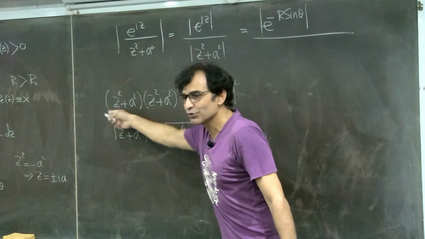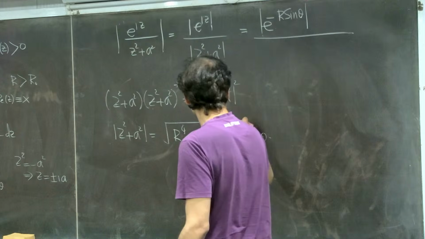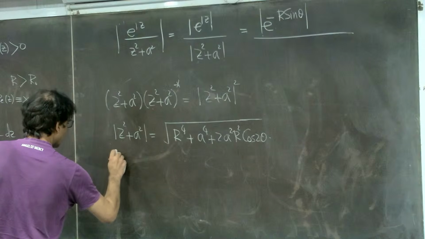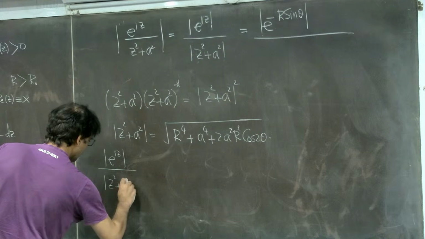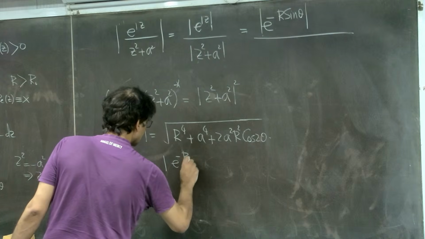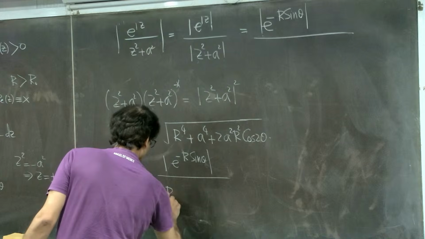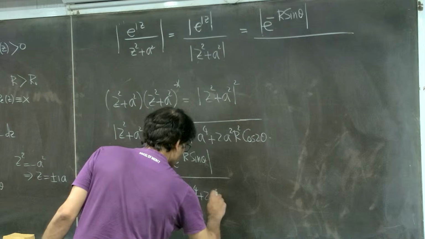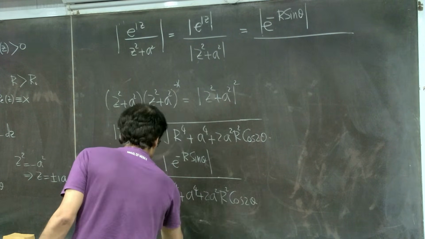Of course, there is a z squared, so you have cos 2 theta plus iota sin 2 theta. This one, square root. Then your function becomes: you have the modulus of e to the power iota z over z squared plus a squared, which is e to the power minus r sin theta over the square root of r to the power 4 plus a to the power 4 plus 2a squared r squared cosine 2 theta.